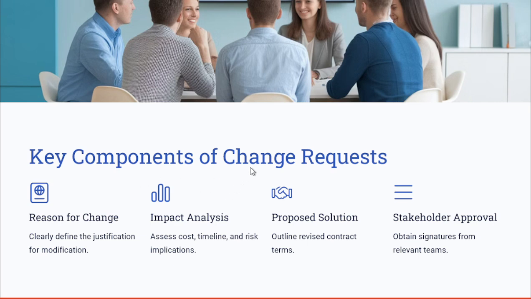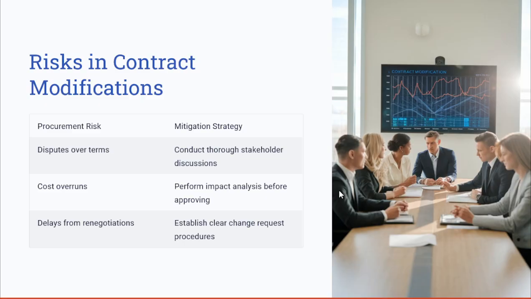So these are the key components of any change request that we have already discussed: the reason behind the change, impact analysis to assess the impact, the proposed solution or the corrective action, and the stakeholder approval. And finally, after you implement that change and document it, you also need to monitor that change in order to ensure that the change request is implemented correctly.